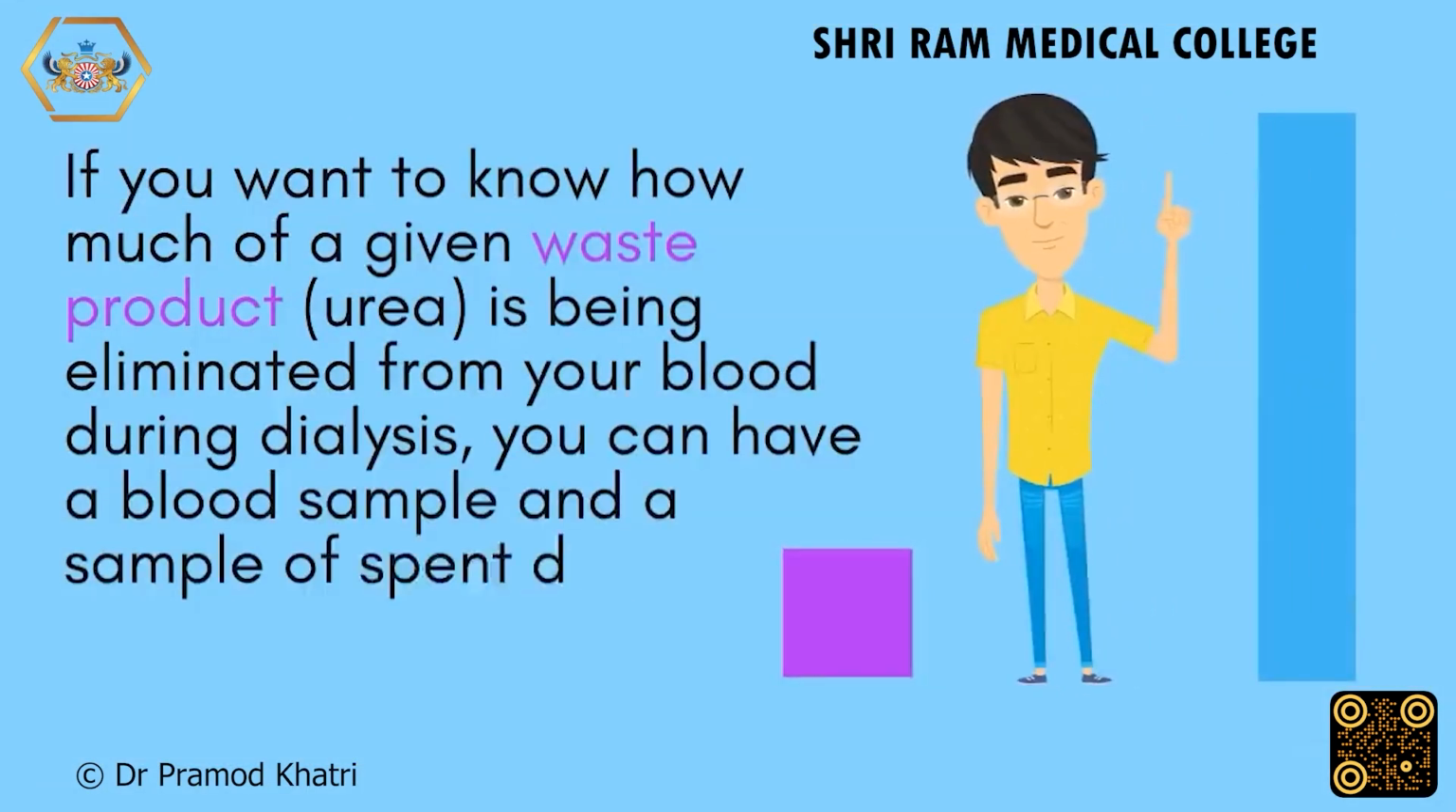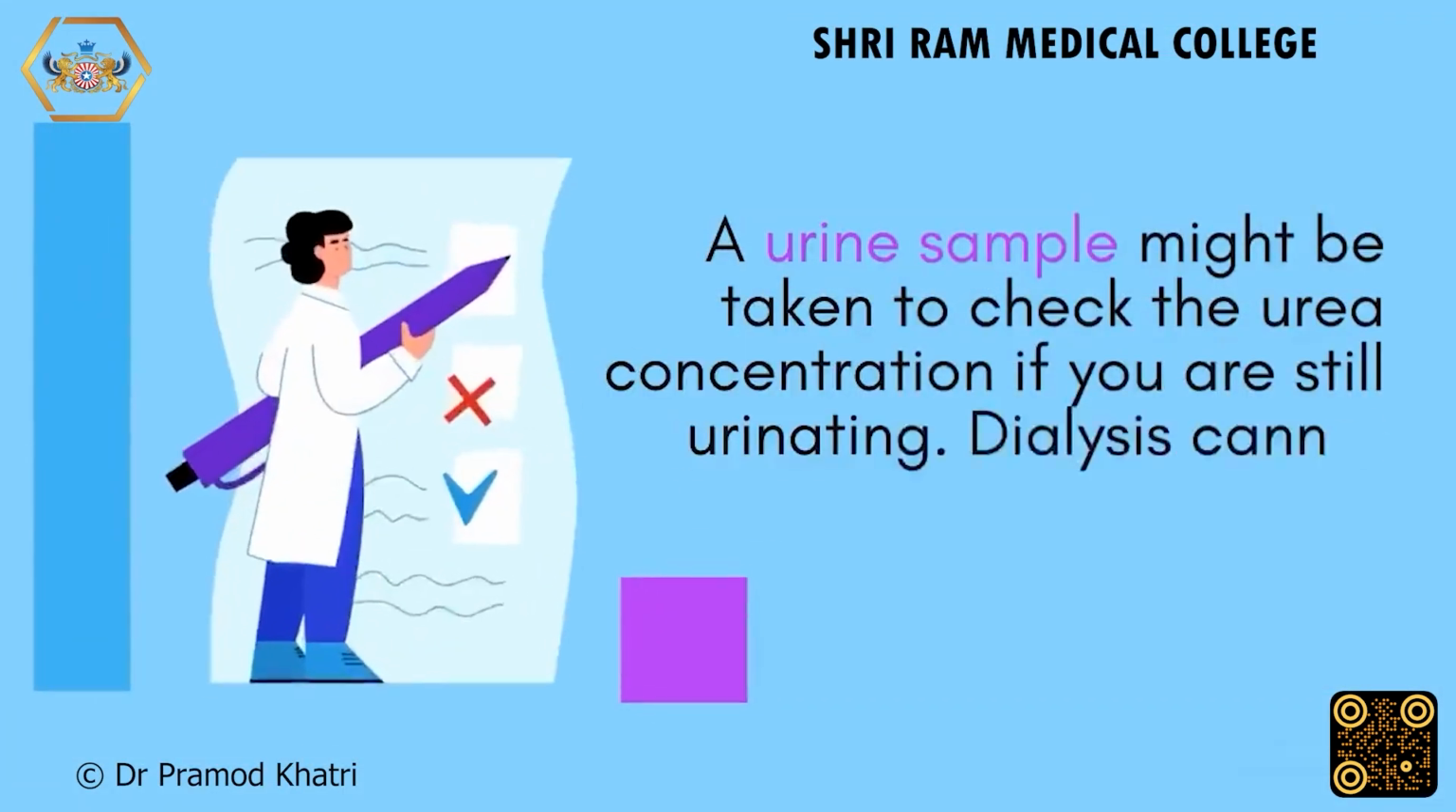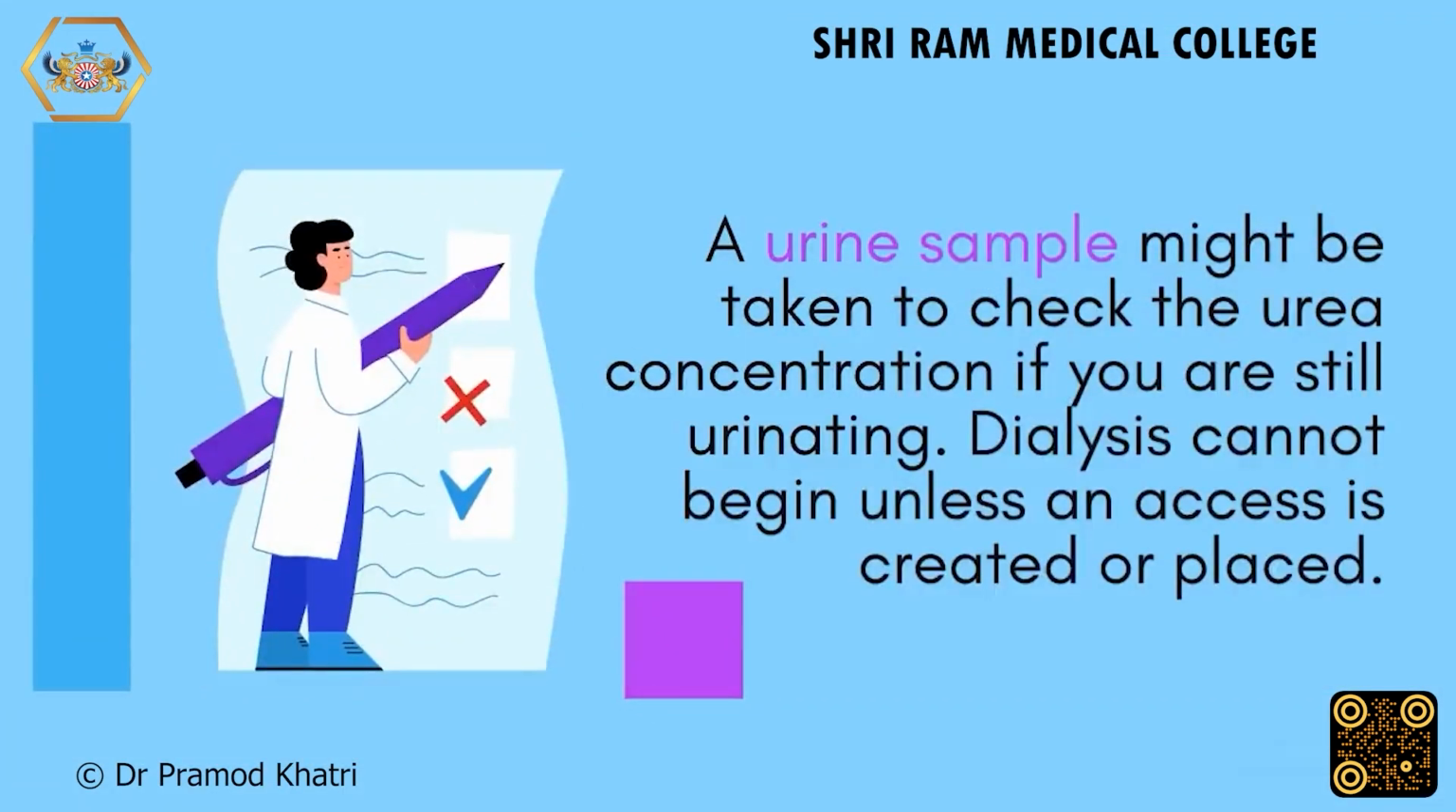If you want to know how much of a given waste product, urea, is being eliminated from your blood during dialysis, you can have a blood sample and a sample of spent dialysis solution examined. A urine sample might be taken to check the urea concentration if you are still urinating.